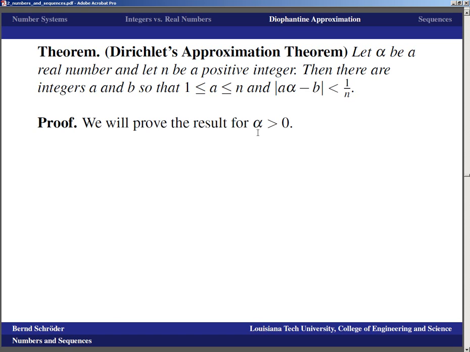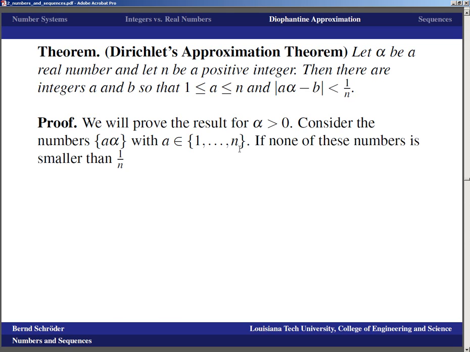We'll prove the result only for alpha greater than 0. That's another common strategy because for alpha smaller than 0, we could technically just add an integer to turn it into a positive number, then do the approximation, and then shift things back to the negative axis. So we're only going to prove it for alpha greater than 0. And we're going to consider the fractional parts of a alpha, where a is in the set of numbers from 1 through n.